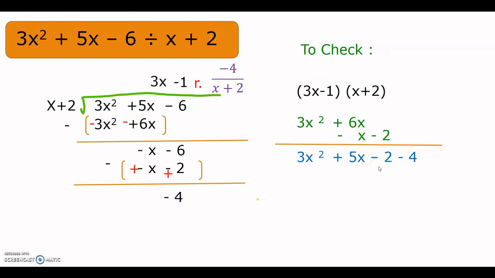And don't forget to add our remainder. So it is negative 4, because negative times positive is negative. So here, we will be adding two like sign. So negative 2 and negative 4 will give you negative 6. So 3x squared plus 5x minus 6. So our answer is correct.